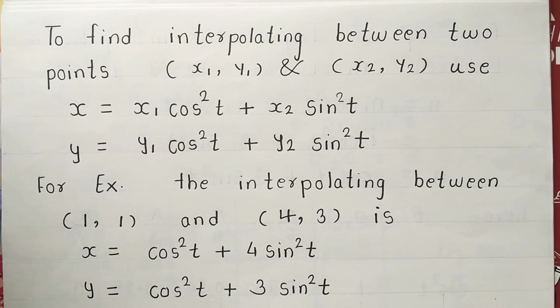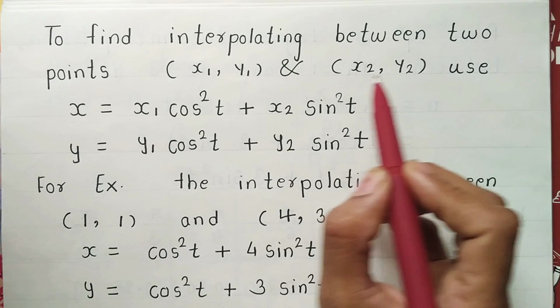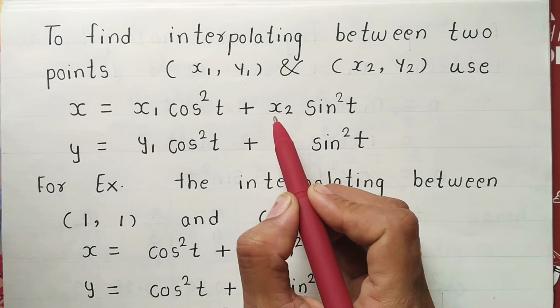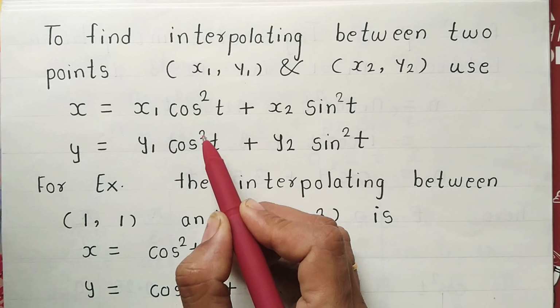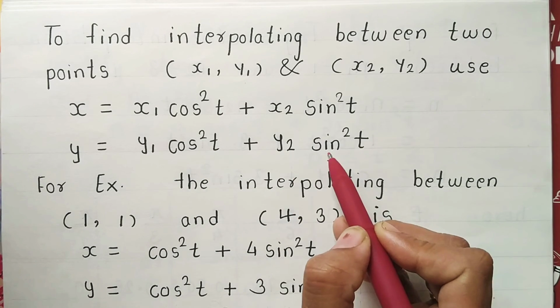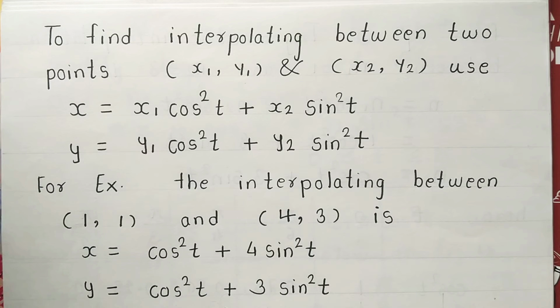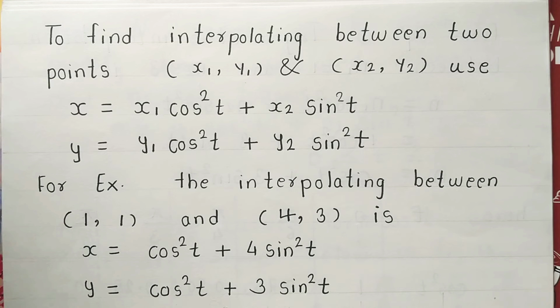Now in the next step, we find interpolating between two points. Suppose that these two points are having the coordinates x1 y1 and x2 y2. So here we use the result x is equal to x1 cos square of t plus x2 sin square of t, and y is equal to y1 cos square of t plus y2 sin square of t. Simply replace the value of n1 and n2 by x1 x2 and y1 y2 for generating the result for x and y here.